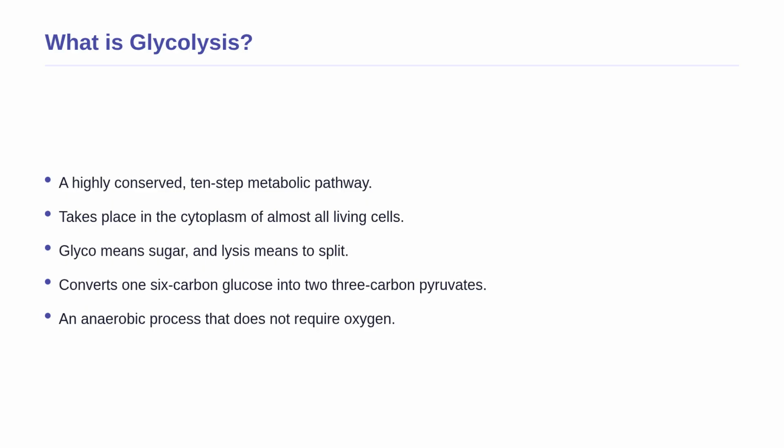During this sequence of 10 enzyme-catalyzed reactions, one 6-carbon molecule of glucose is systematically broken down into two 3-carbon molecules, known as pyruvate. Importantly, this process does not require oxygen, making it an anaerobic pathway. It serves as the fundamental first step of cellular respiration, before the mitochondria even get involved.